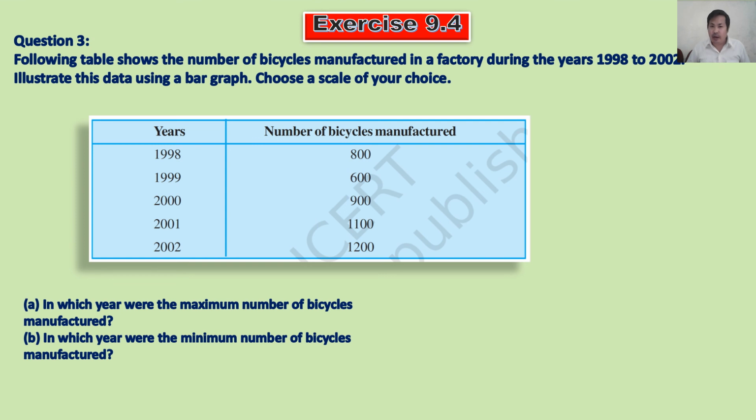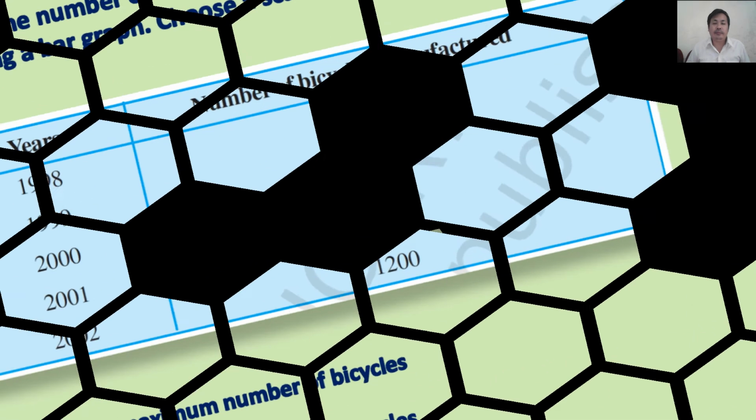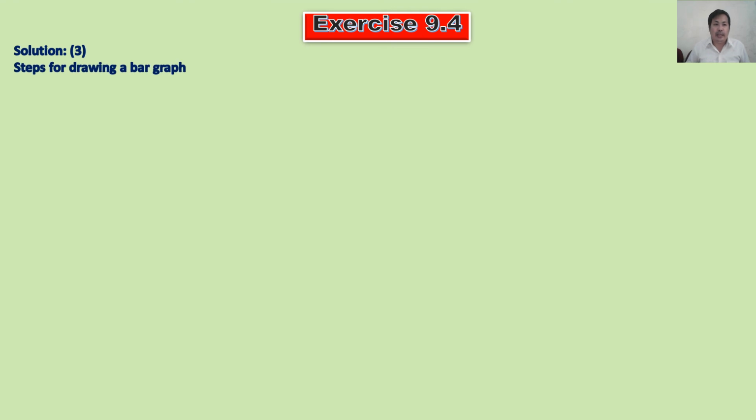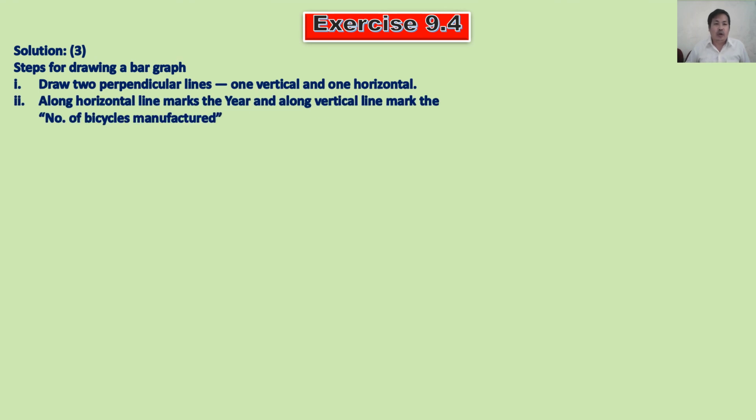How can we draw the bar graph? Let us see step by step. Next we have the solution for question number 3, and now the steps of drawing the bar graph. How to start? First, draw two perpendicular lines, one vertical and one horizontal. Then, along the horizontal line, mark the years, and along the vertical line, mark the number of bicycles.